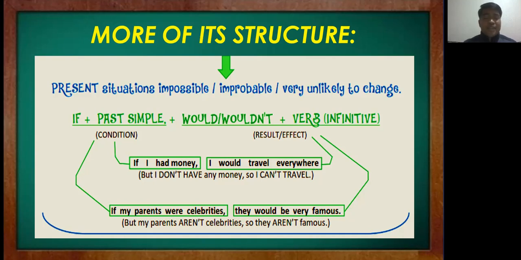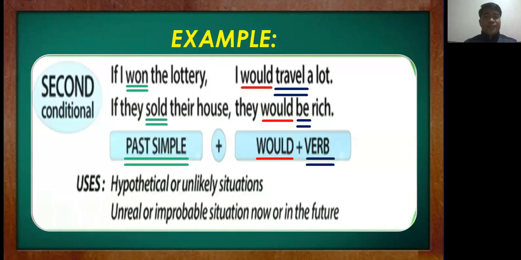So, you see, the situation here is impossible to happen, improbable to happen, or simply putting it, very unlikely to happen or to change. That's why you say if, then you use the past simple were, then you use in the main clause would, and the base form of the verb be. Always take note of the structure. Okay, so let's have examples.